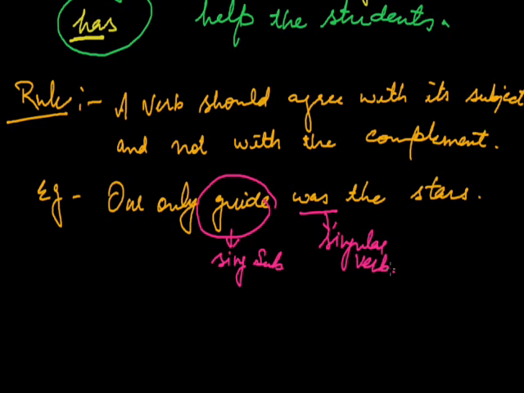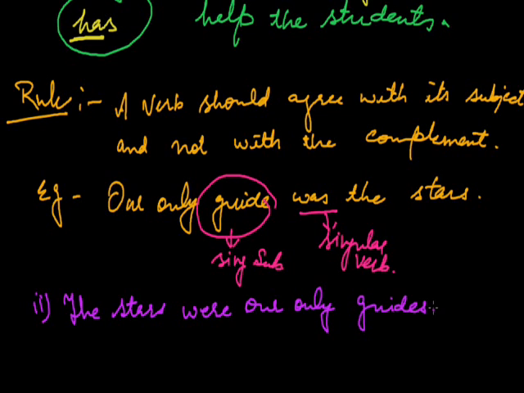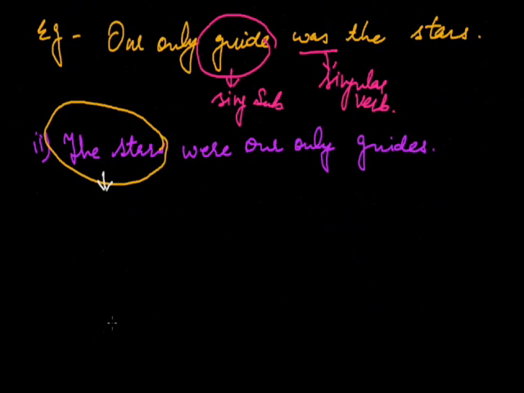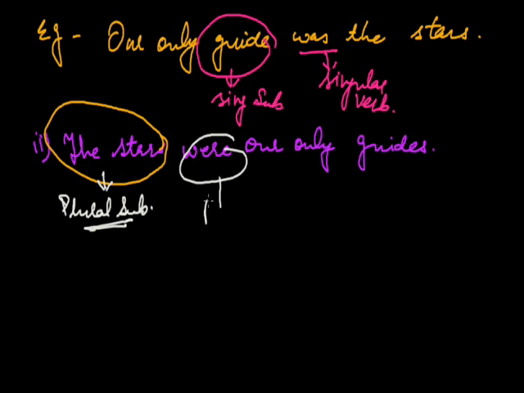Right? Now I'll write the opposite sentence. The stars are only guides. Here the stars is the plural subject, so we use a plural verb. So I think I've made myself clear.